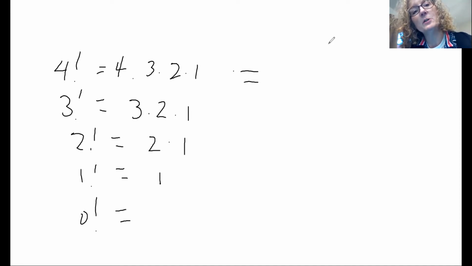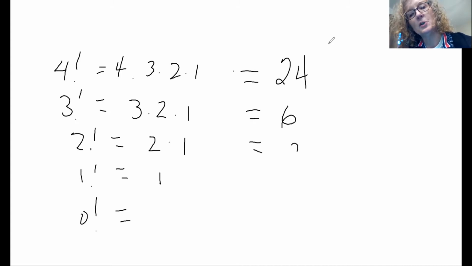Now 4 times 3 times 2 times 1, that's 24. So 4 factorial is 24. 3 factorial is 3 times 2 times 1. 2 factorial is 2. 1 factorial is 1.